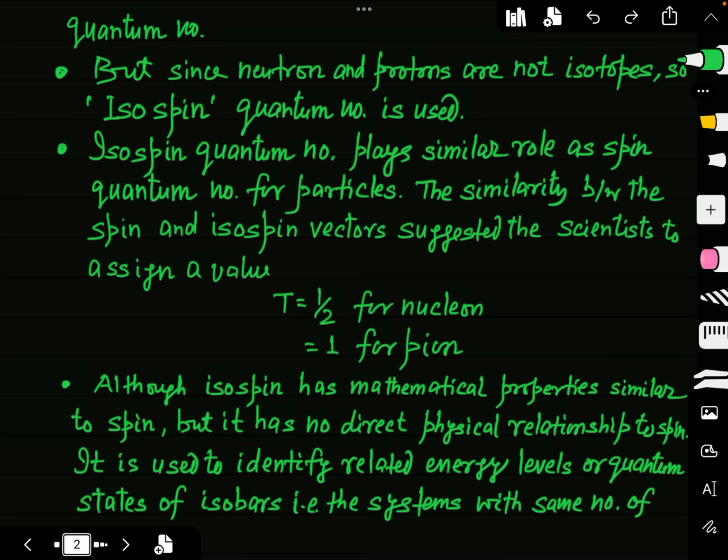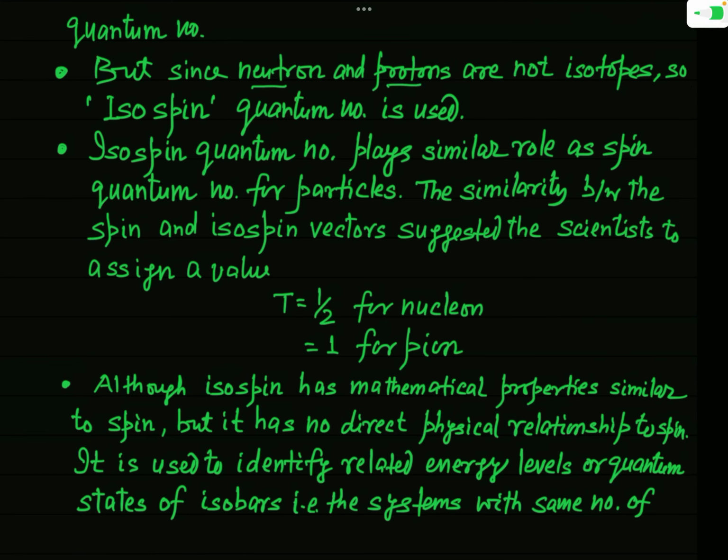But as I have told you earlier, neutron and proton are not isotopes. So instead of this isotopic or isobaric quantum number, we use the term isospin quantum number. This will in fact be more appropriate.